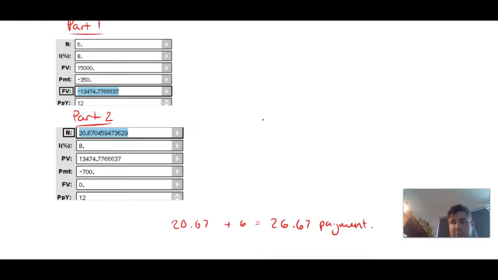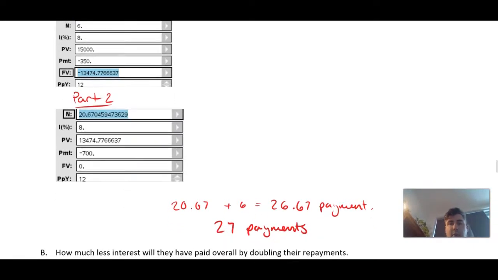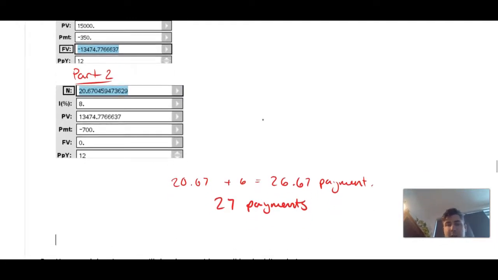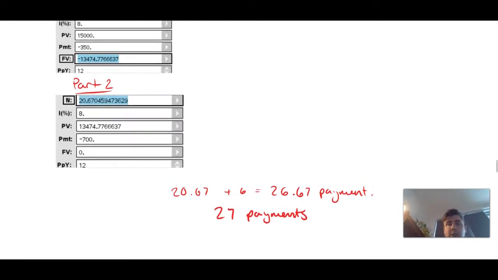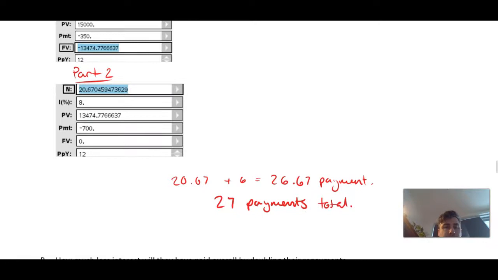Now, you can't have 0.67 of a payment. The way the bank works is the final payment, even though it's only 0.67 of a normal payment, will be taken as just a smaller one. So you'll actually do 27 payments. So you'll find in these questions, you always round up for the value of the number of payments because you have to do a whole number and you can't do less than is required because the bank will want their money at the end of the day. So 27 payments total. So remember to round up for N in those questions.